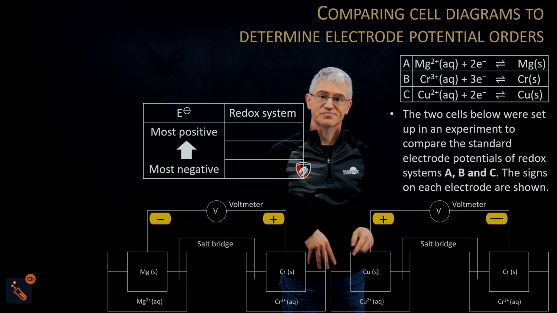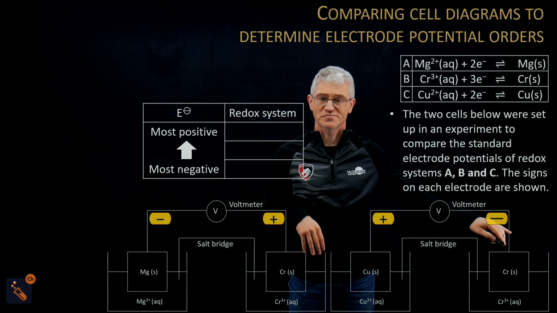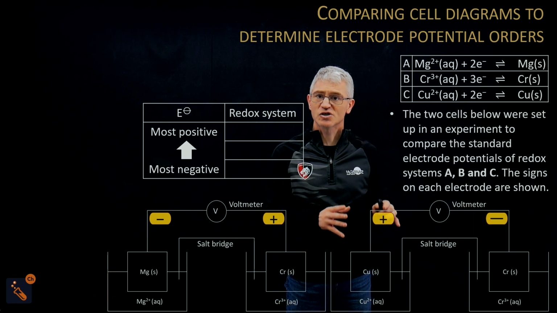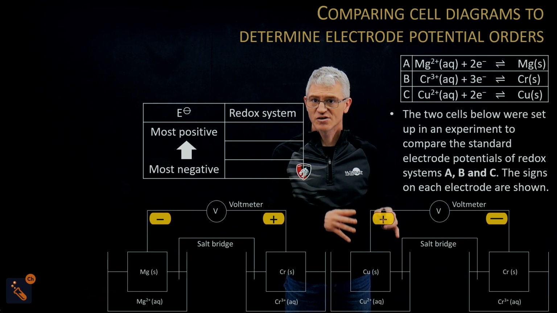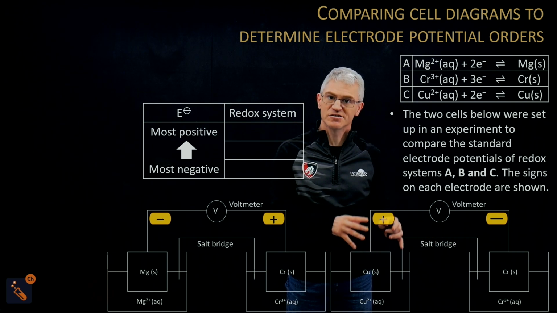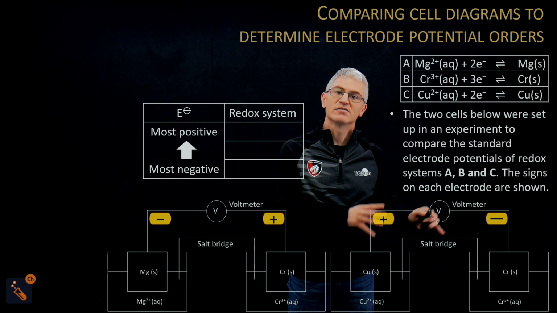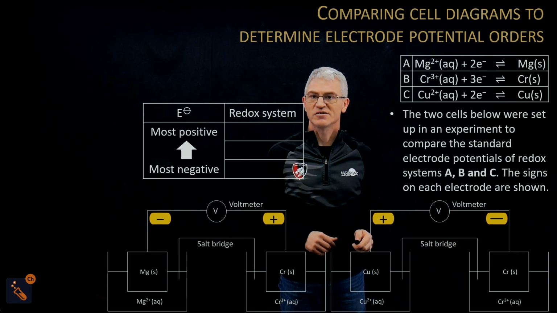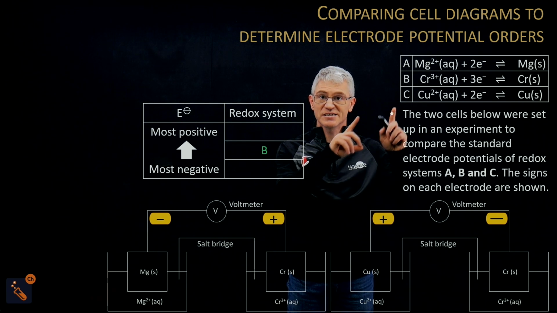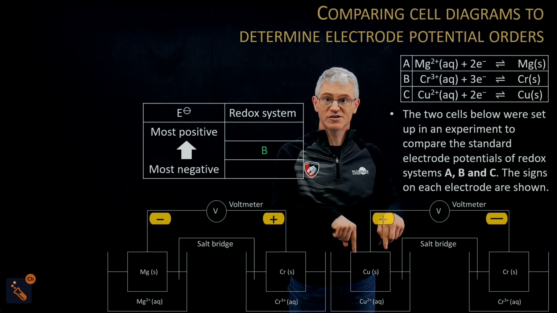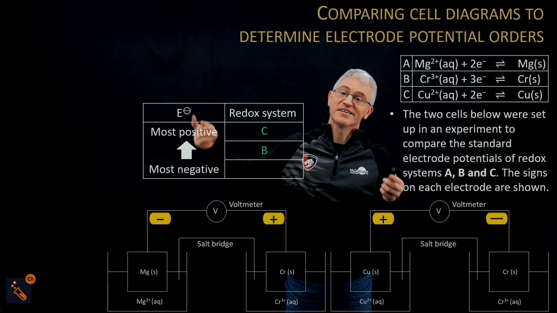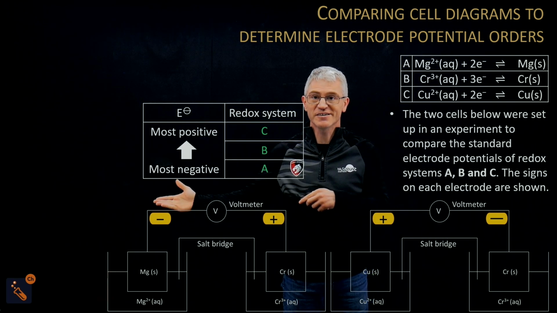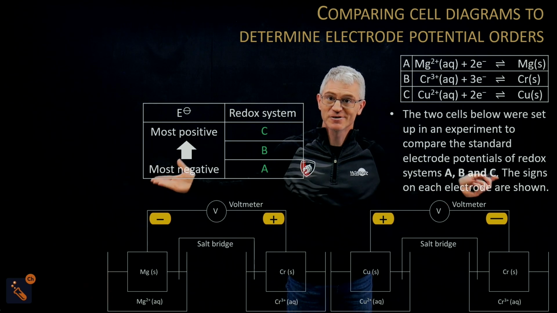So we'll look at the other one. Now chromium is in this one. Now this time copper is gaining the electrons. Okay? And chromium is losing. That means copper has a larger electrode potential than the chromium. So if that's the case, B is our chromium, copper is larger than the chromium, so that means the top one is C, and that means the bottom one is the magnesium, okay? And that's how you do this one.